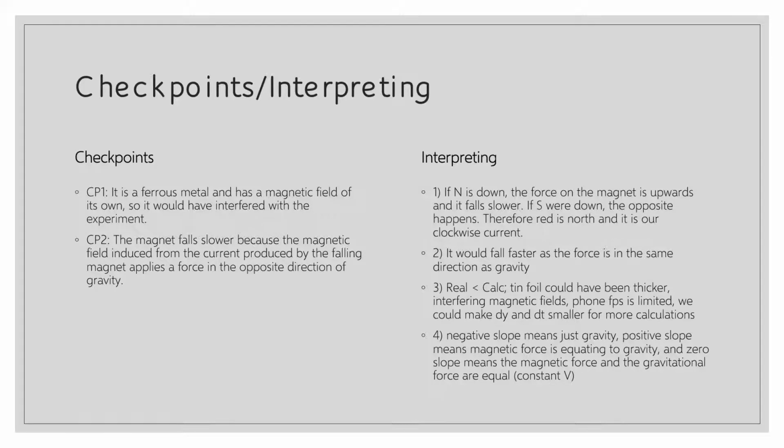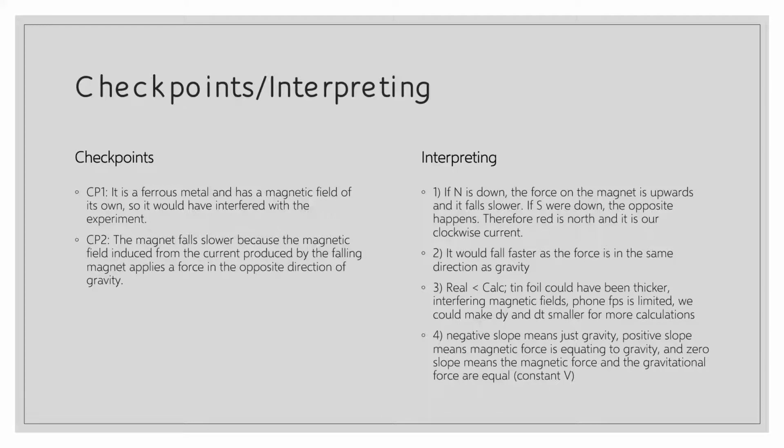Some of the checkpoints and interpretation. So checkpoint 1: why could we not have used, say, a steel tube? That's because compared to aluminum, steel is a ferrous metal and it has a magnetic field of its own, so that would have interfered with our experiment. Checkpoint 2: the magnet falls slower because the magnetic field induced from the current produced by the falling magnet applies a force in the opposite direction of gravity.